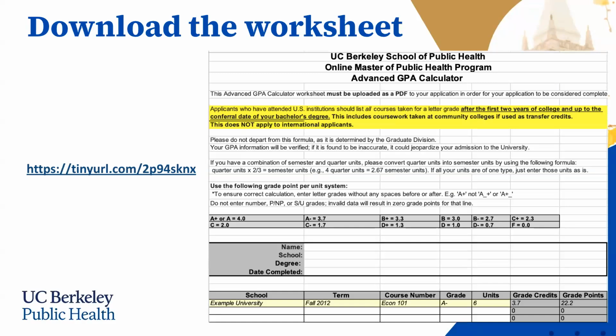So the first thing you want to do is download the worksheet. This is the example of the worksheet that we use ourselves. There are many ways to find this. We will send this out in the slides. You can also find this by searching on our public health page. Just type in Advanced GPA Calculation Worksheet and it will appear.